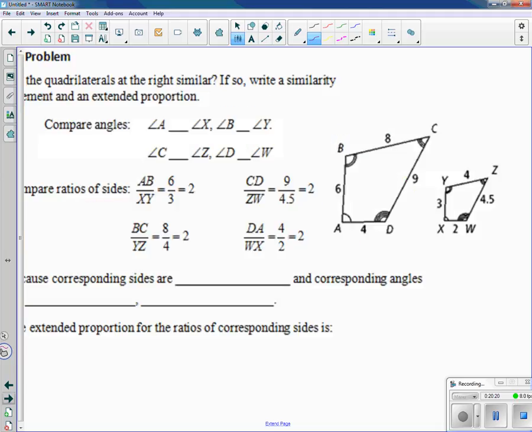All right. Now, with you all knowing that, we are going to compare angles and compare ratios. Remember, angles should be congruent, sides should be proportional. Okay? So, if you look at this, angle A and angle X, do you notice that they have the same number of arcs? Is everybody with me? So that means that they are equal to each other, because they're the same.